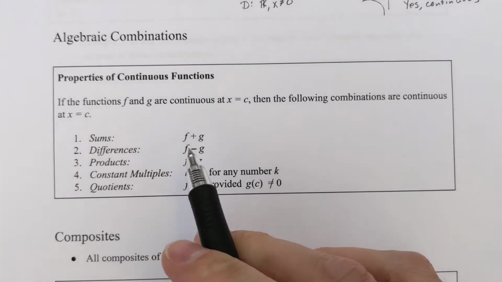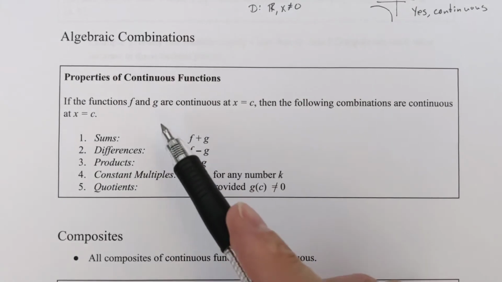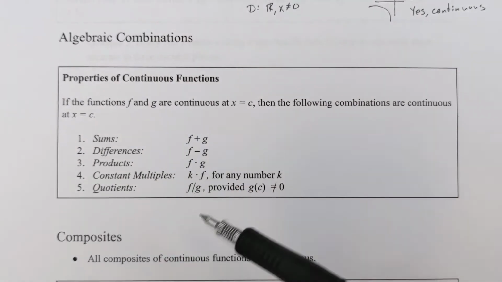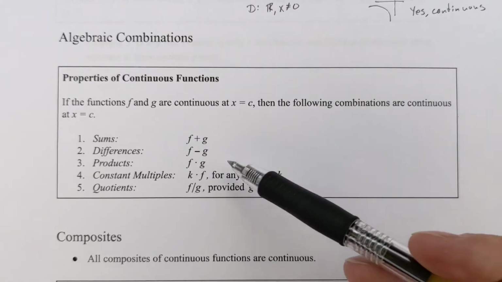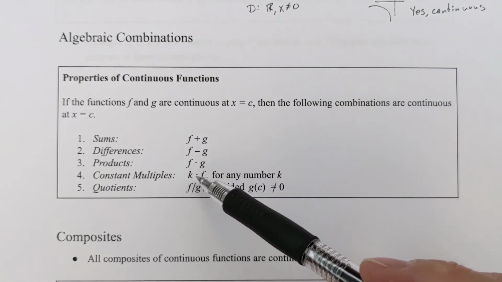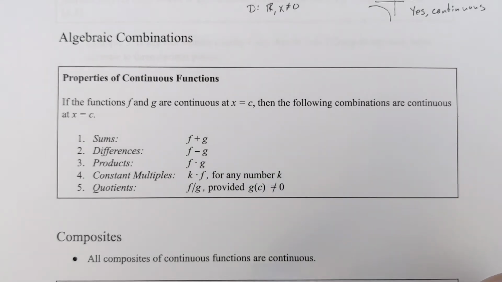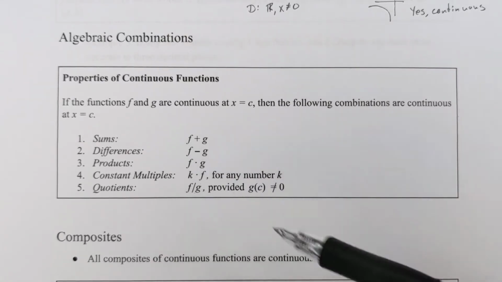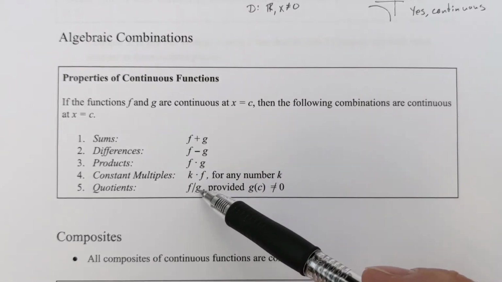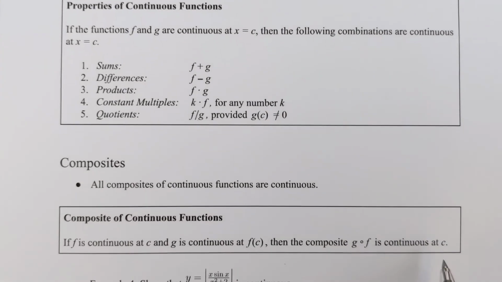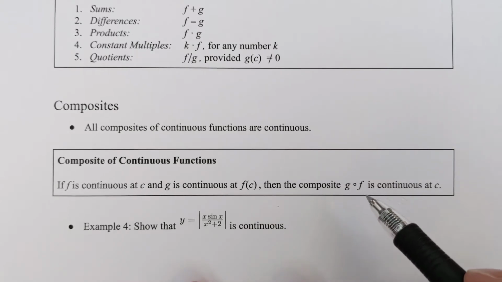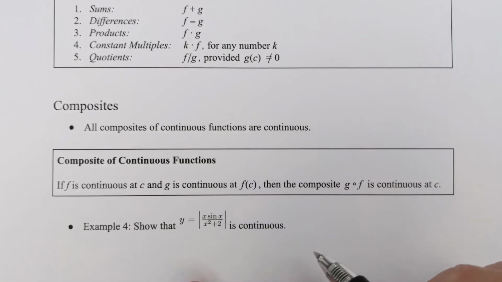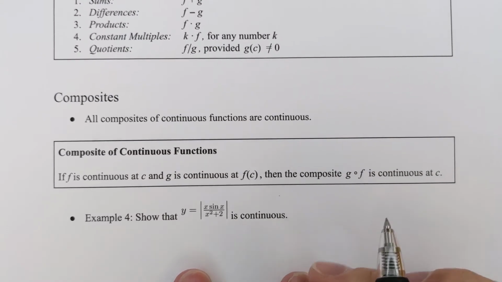Okay, so combinations. This is just saying that if you have two different continuous functions and you add them together, they are still continuous. If you find the difference, they're still continuous. You multiply them, still continuous. You multiply one by some new coefficient, k, still continuous. You divide them, still continuous, assuming that the bottom one isn't 0. Composites work the same way. That's f of g or g of f, where you plug one function into another. If they are continuous, then the composite is also continuous.